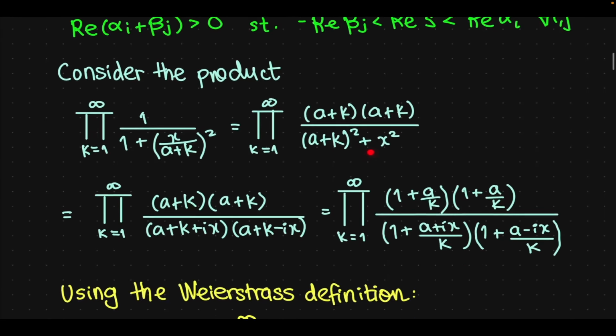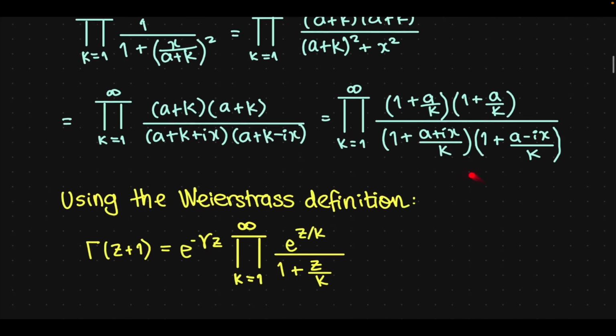Now I can factorize the denominator as a plus k plus ix times a plus k minus ix, and set that equal to the product from 1 to infinity in k of 1 plus a over k, after dividing the numerator and denominator by k, times 1 plus a over k, divided by 1 plus a plus ix over k times 1 plus a minus ix over k.